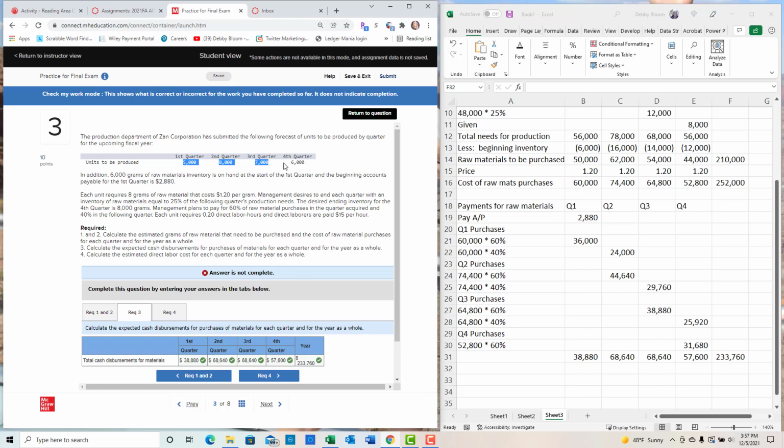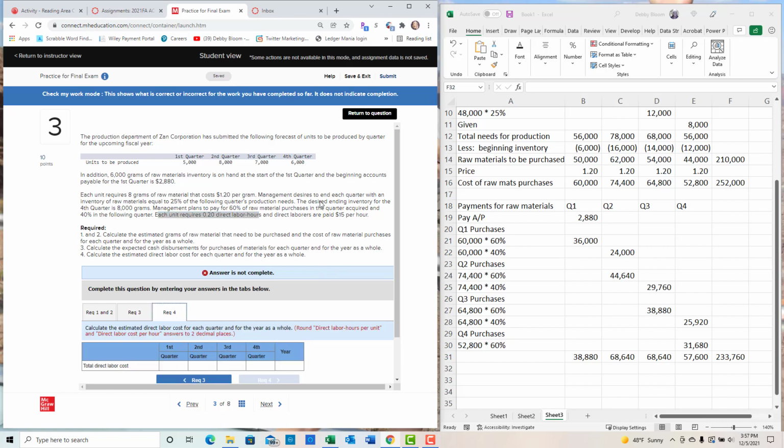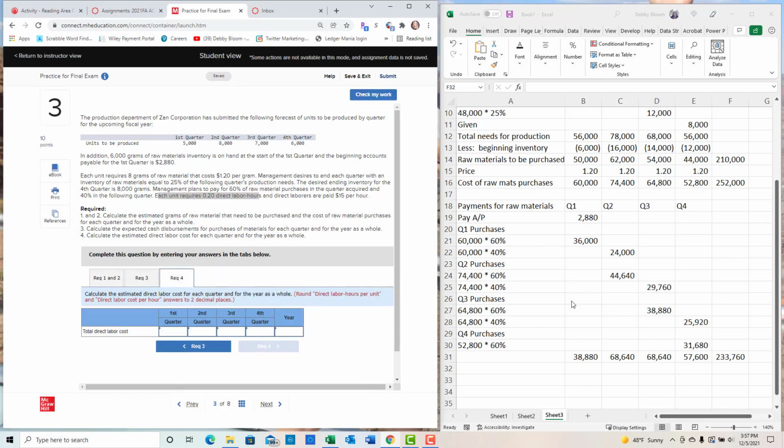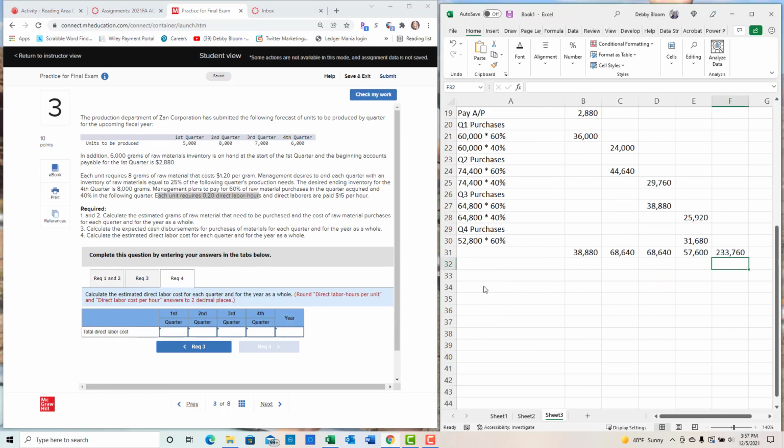So the labor one is going to be relatively simple. We're just going to take the units produced, which are given. We're told that each unit requires 0.2 direct labor hours. So we take the units produced and multiply by 0.2 to get the hours required for the production, and then multiply it by $15 per hour to get the total cost. So let's return to the question. Before I do that, let's go into requirement 4, and let's finish up this problem.